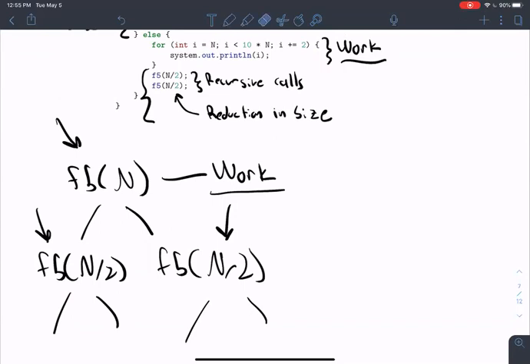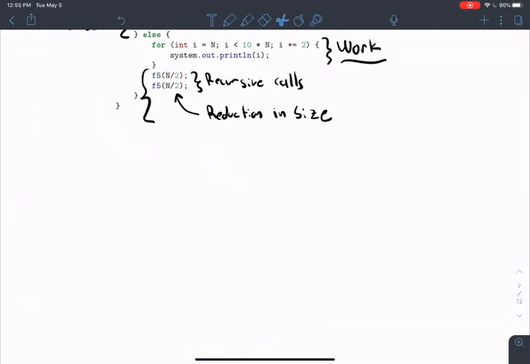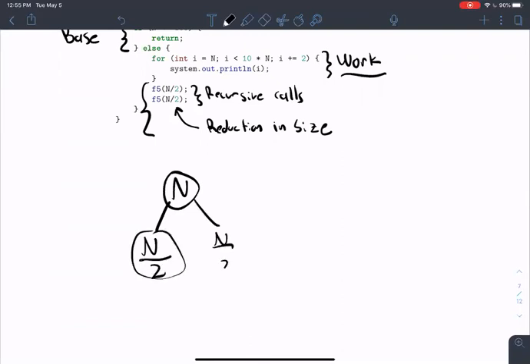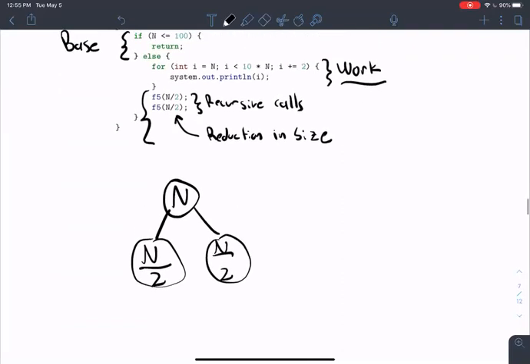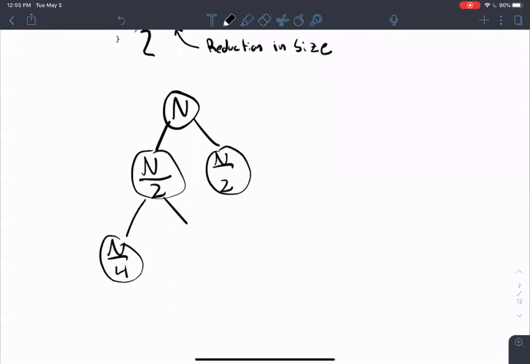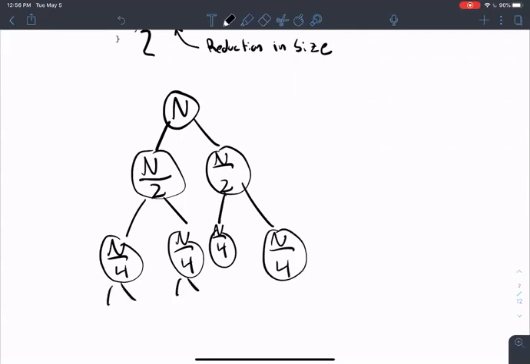Okay, so you don't need to write F5 every time. Usually what I'll do is erase this, because it's the function F5 in all cases. So usually you'll just write the problem size, so just n. And then it has 2 children, because there are 2 recursive calls, and the parameter is n over 2. Okay, and then each one of these will have 2 children, and then each one of these will have 2, and so on.